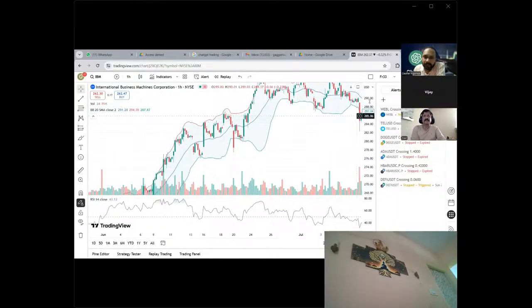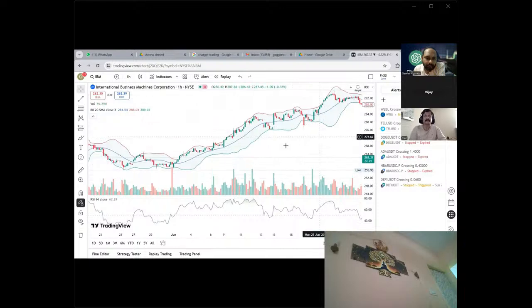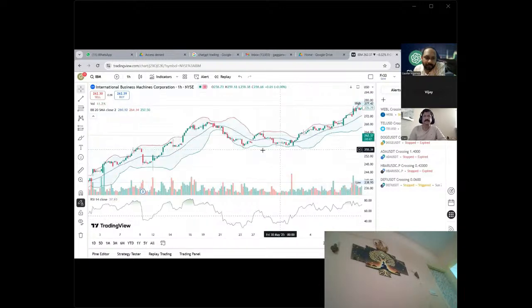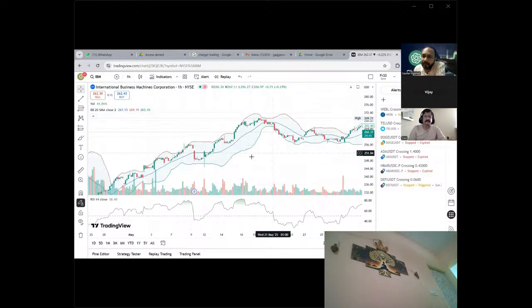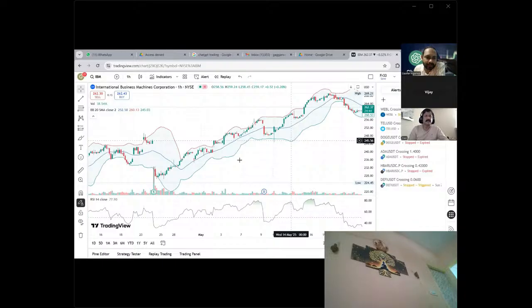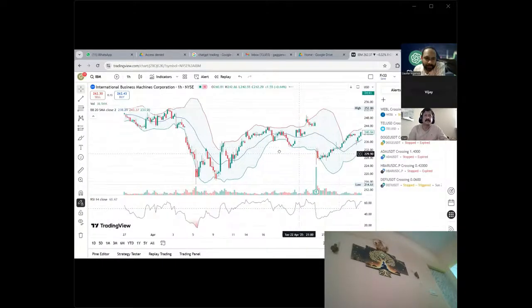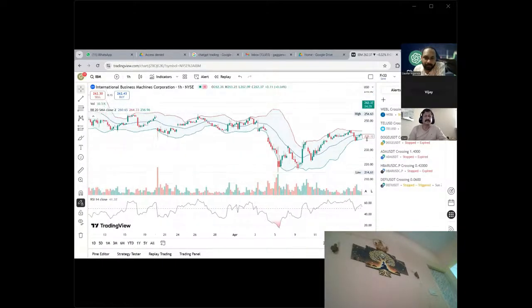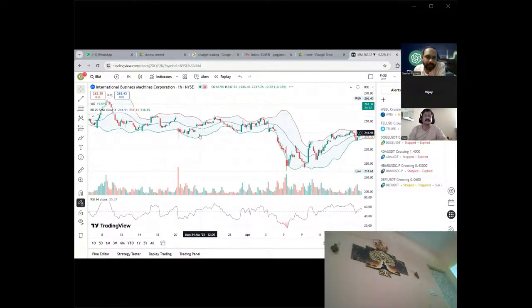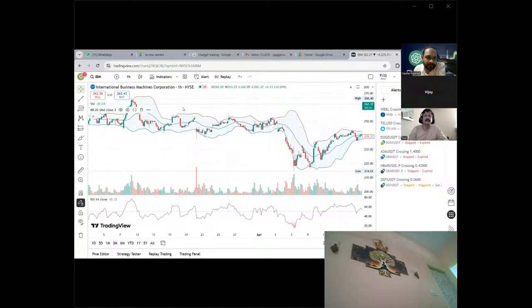Second use case is: you are seeing that somewhere the band is very narrow and some places the band is very wide, right? Let's see this. In this area you can see that the band is very narrow, right? This says that the stock is in a sideways movement.